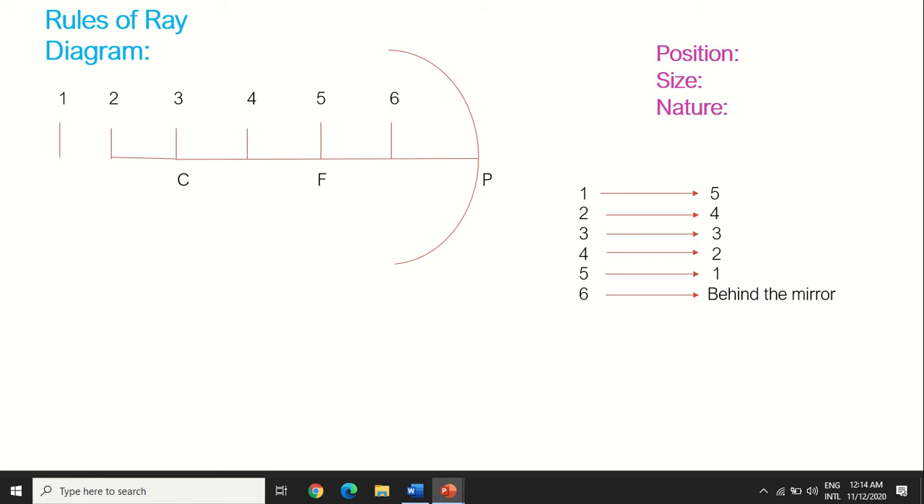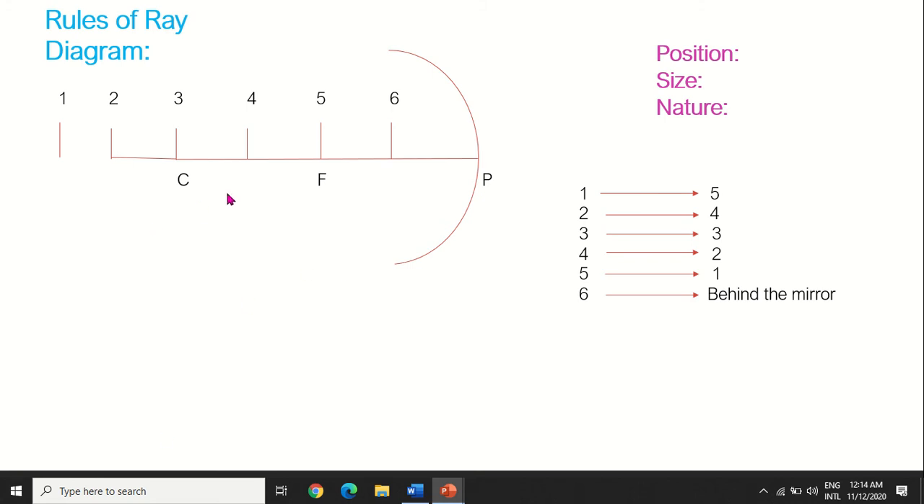Size, whether the image is magnified or diminished, or its size is equal to the object, that can be understood by the size. Nature, whether the image is real or virtual, and whether the image is inverted or erect.